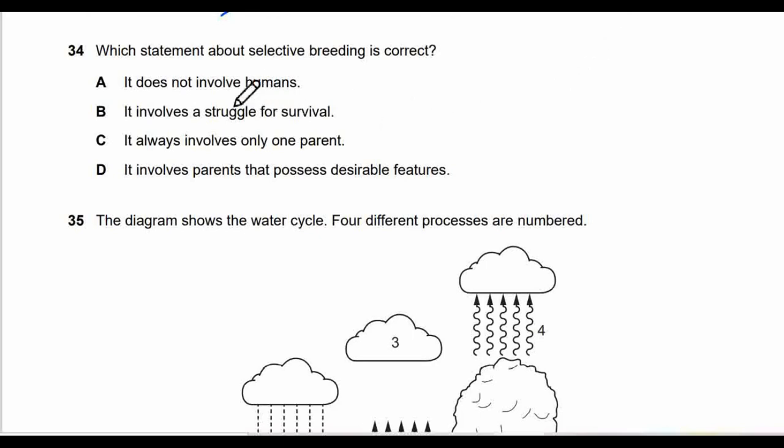Selective breeding involves humans, so this is wrong. It involves struggle for survival, that is not selective breeding. It involves only one parent, no. It involves parents that possess desirable features, so that would be selective breeding. The parent is selected for its desirable feature. Question 34 is D.